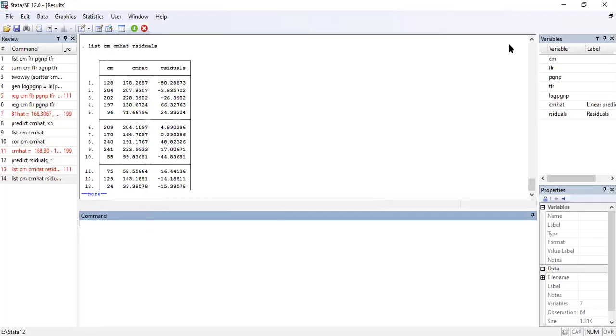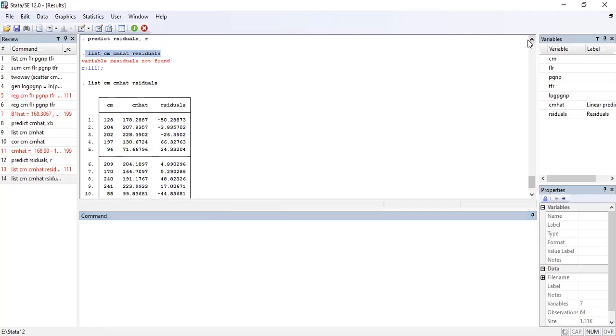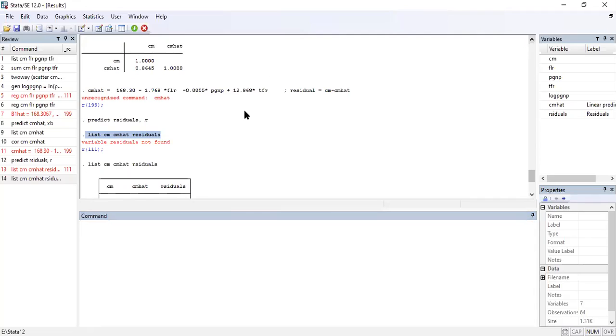But what is the command? The command is predict. So predict you can use for two purposes here, at least so far. One, if you want to find residuals, but we know the definition of residuals is y minus y hat. Here, predict residuals, comma r will give you all the residuals. How many residuals will you get? 64.